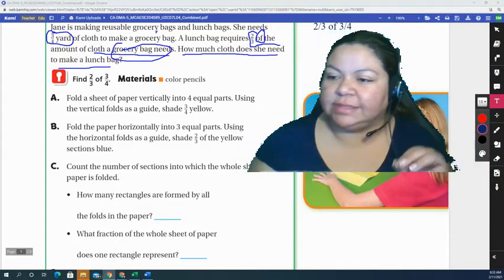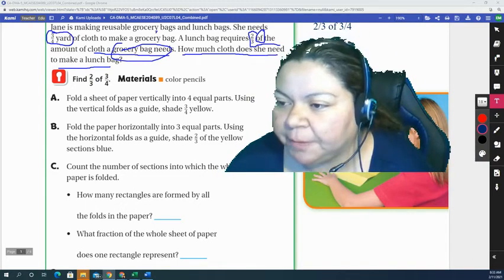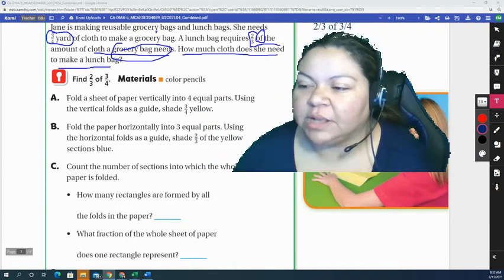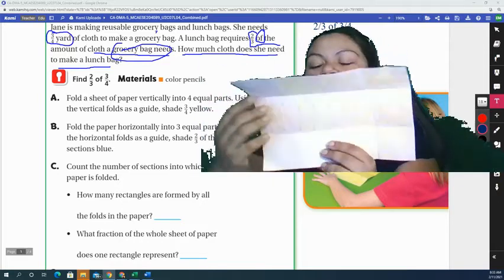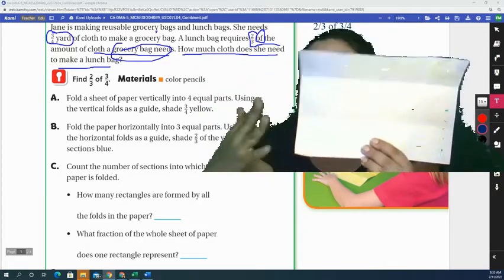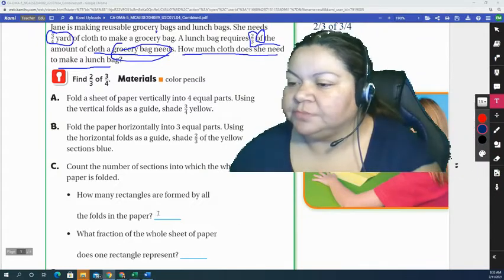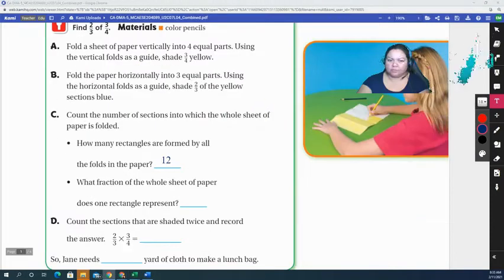All right, let's go to section C. Count the number of sections into which the whole sheet of paper is folded. And we already did, right? I kind of told you how many rectangles are formed by all the folds in the paper. So if you noticed, when I folded with both folds, I have 12 squares. So here we're going to write 12.